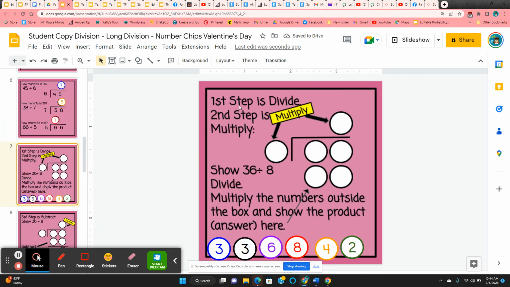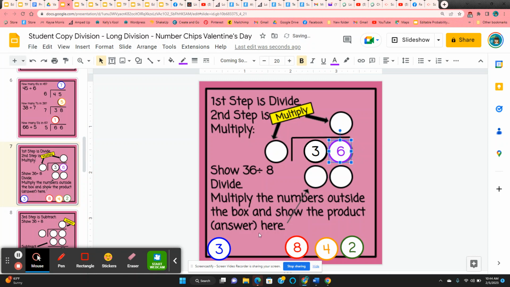So the next slide, they're going to be dividing and then multiplying. So dad, mom: divide, multiply. So the first thing, they already know where to put the numbers. 36 divided by 8. Then they're going to divide, the next step. 8 goes into 36 4 times.